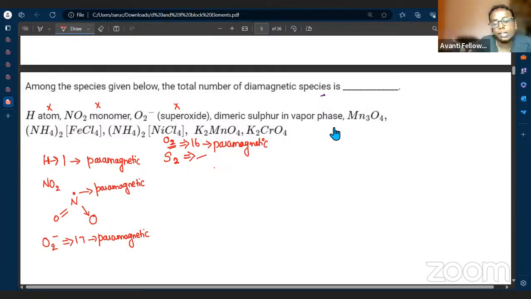And then comes Mn3O4. So 1, 2, 3, 4. Join all the manganese and oxygen.